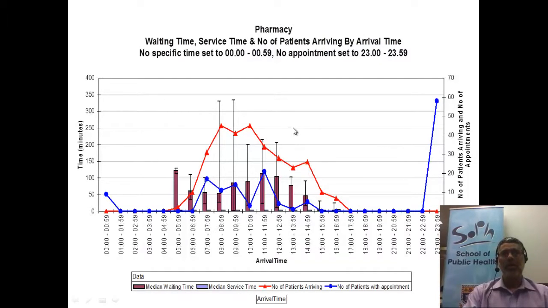So, looking at the graph, is there anything you can see here that might also be contributing to the high waiting times? Have a look at the graph. What can you see? So what could you see on the graph?